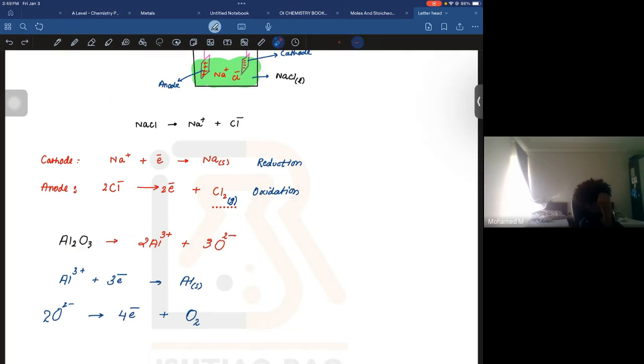With a lot of compounds, you need to break them down and write the equations: the reaction that occurs at the cathode and the reaction that occurs at the anode. So you need to write all of these things.